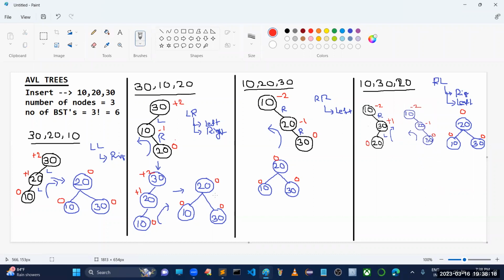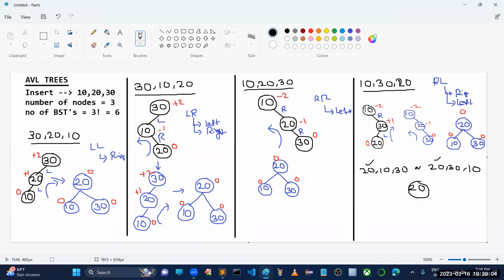Right. So we still have two more combinations. 30 at the beginning is completed, 10 at the beginning is completed. Now we have to take 20 at the beginning. So I'm taking 20, 10, 30, or 20, 30, 10. In both cases we will get a single tree, where 20 is the root node in both cases.